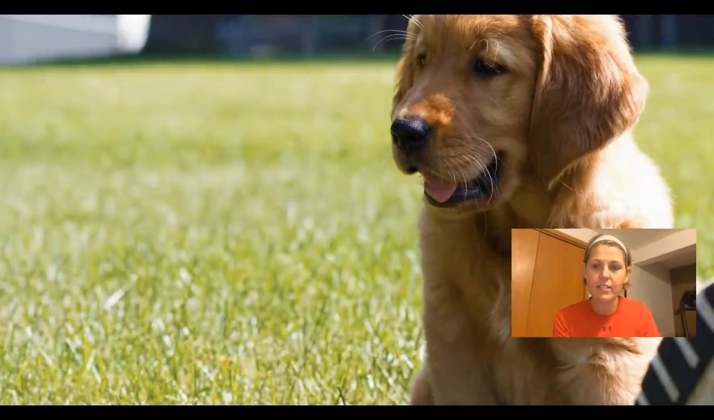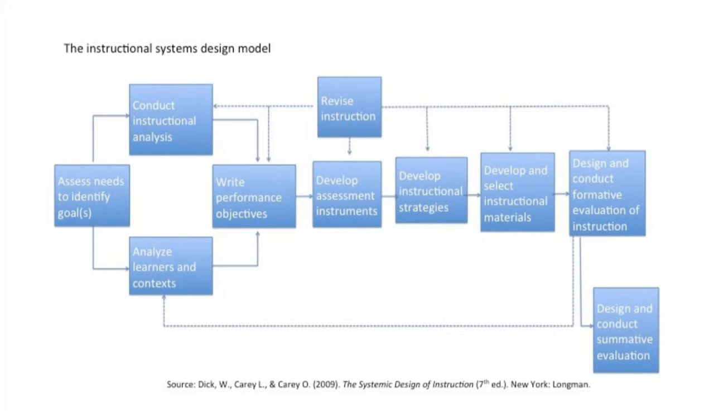All right, so I'm going to pull up this area where we've seen before, the Dick, Carey, and Carey model. And so I just want to review where we are. We've been through all of these pieces. We've developed our assessments. We've developed our instructional strategies and our materials. You've already also done formative evaluation, but we're also going to come back to instructional strategies so we can think about how we're going to introduce each of our lessons, and then our formative evaluation of our students.